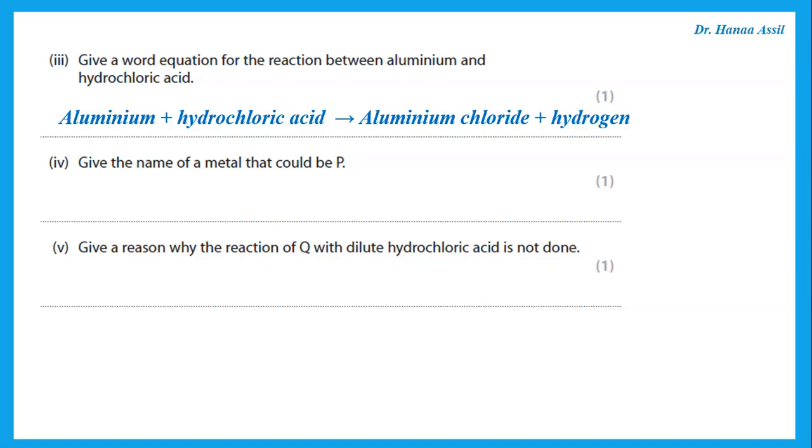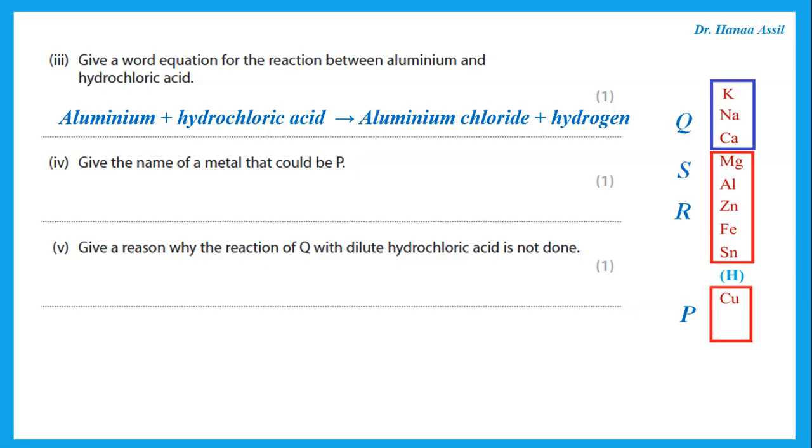Give the name of a metal that could be P. Where is P? P is the one that is less reactive than hydrogen, so you could say anything that's below hydrogen in the reactivity series. Copper, mercury, silver, gold, all of these are below hydrogen.